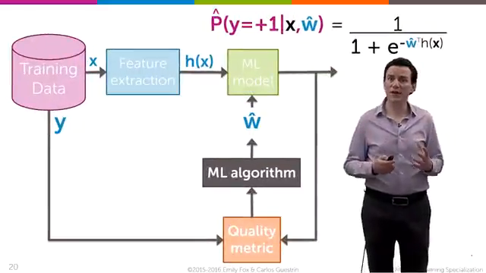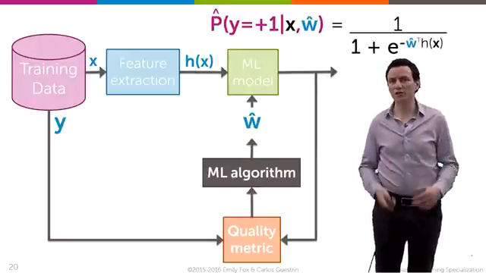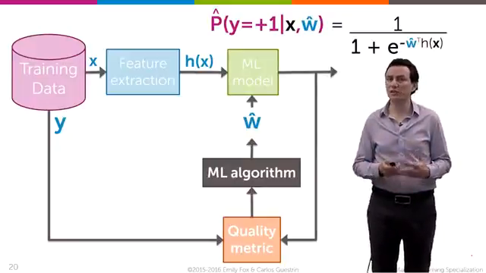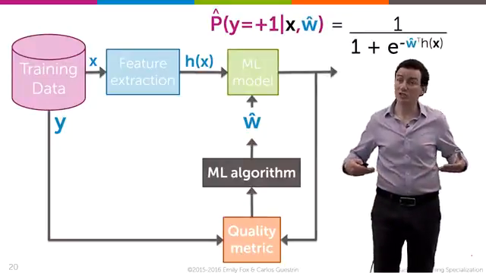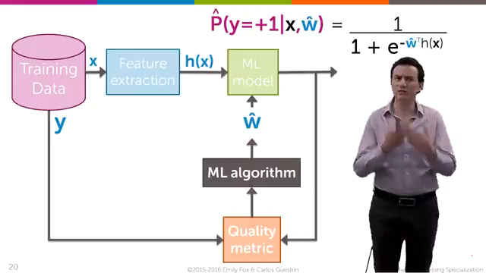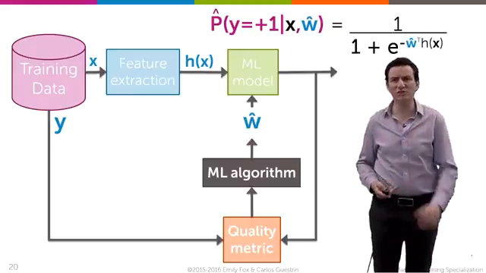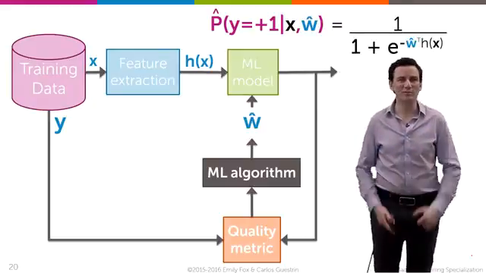Good. So we've defined the model we want to fit, the logistic regression model. We talked about the quality metric, the likelihood function. Now we're going to define a gradient ascent algorithm, which is our machine learning algorithm that tries to make the likelihood function as large as possible and find our famous W hat that fits our data really well.